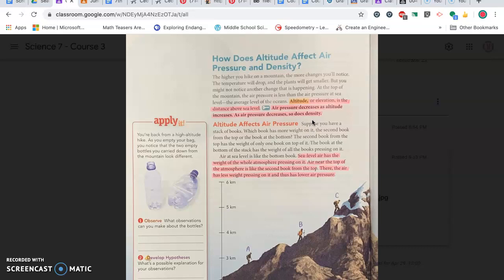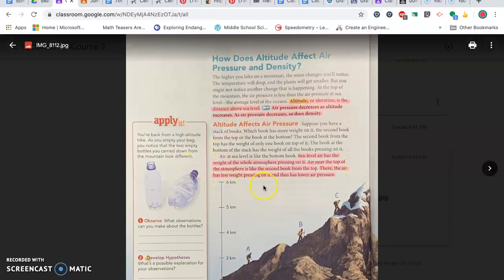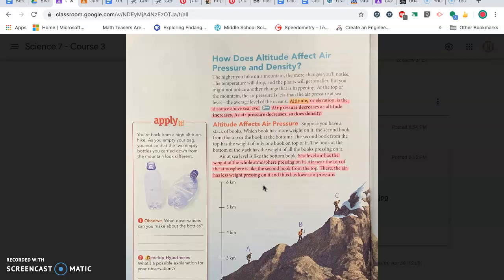Remember last week when we talked about air pressure, we talked about how air pressure is like a column of air molecules, and the weight of those molecules pushing down on us. And so the lower you are, the closer to the surface of the earth you are, the more of that atmosphere above you is pushing on you. And the higher you are, the less. So one relationship having to do with altitude is altitude and air pressure. The higher you go, the lower the air pressure will be, simply because you have less atmosphere above you that is pushing down on you.